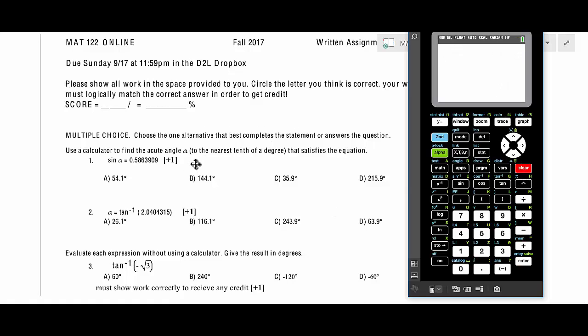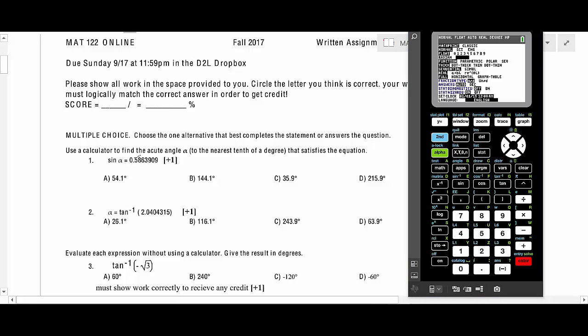So this one, you're supposed to be finding a degree answer. So the first thing you want to do is make sure your calculator is in degree mode. Just be sure you get that switched over. And then what this problem is saying is you're finding an angle. The unknown is the angle.